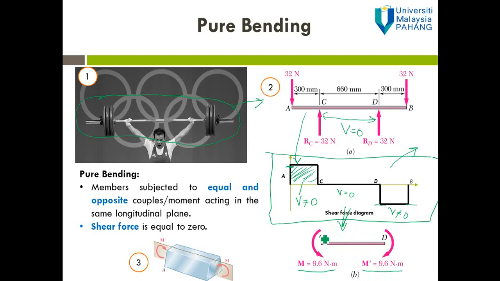Pure bending. If you look at the definition of pure bending, the member is subjected to equal and opposite couple moments. For this case, they are M and also M prime, and the shear force is equal to 0. So for CD, V is equal to 0. So CD is under pure bending.